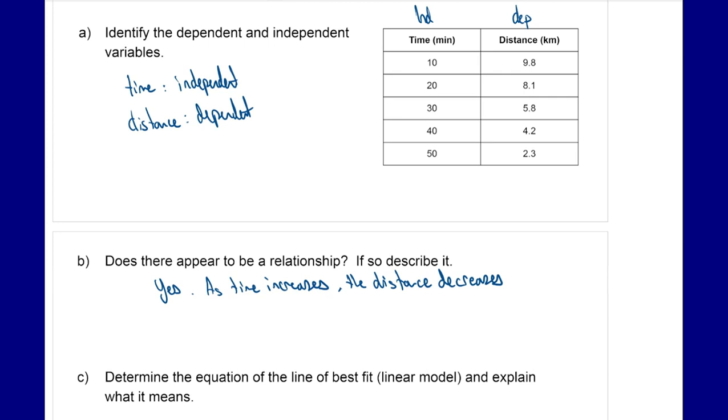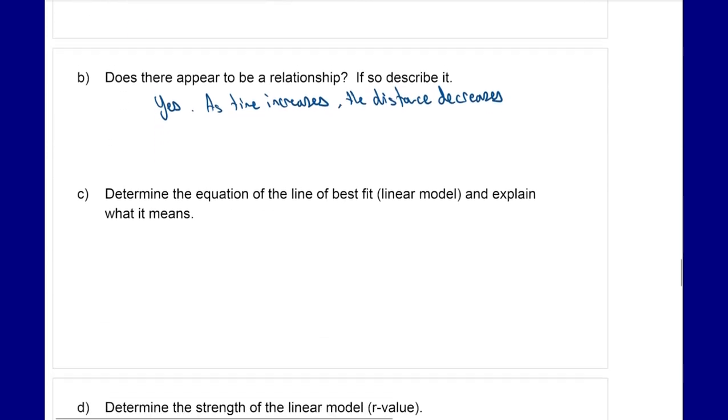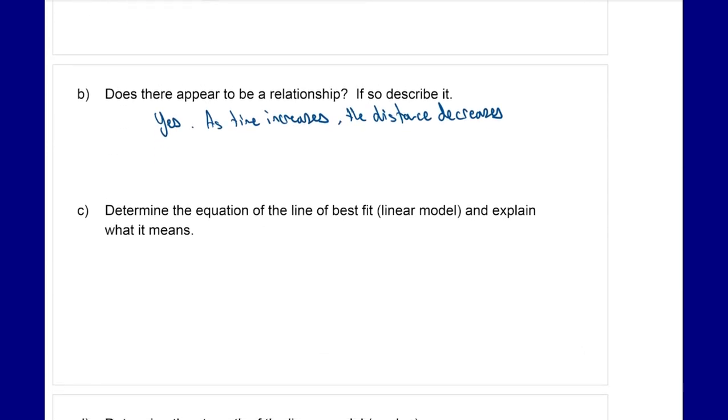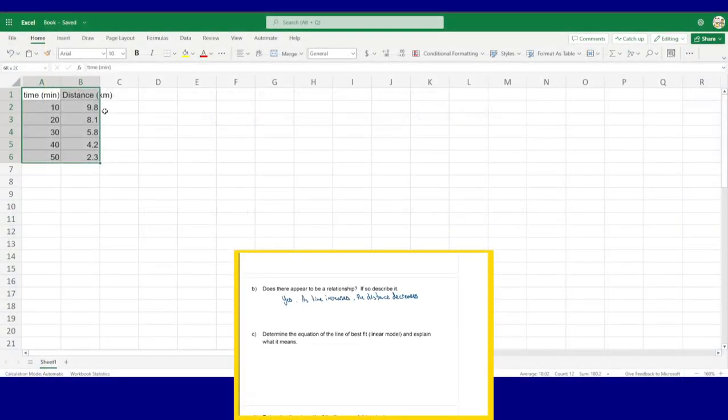So the next thing we want to do is determine the equation of the line of best fit and explain what it means. In this case, I'm going to bring up Excel. This is just Excel Online. Every student has access to it. You can go to your My Apps and it should say Office 365. You just log in with your student account and you should be able to access the Excel workbook online. You can also download it, but the online version works just as well.